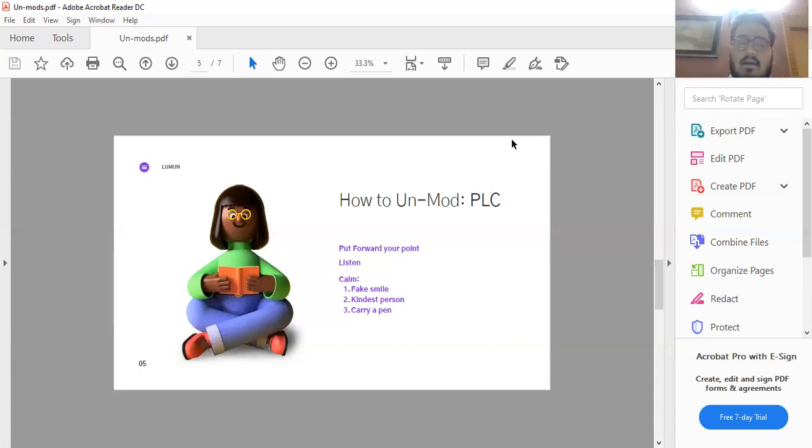The third one is carry a pen. And why is that? Because whenever you're keeping, especially a ball pen, whatever humans like to do most of the time, we like to play with the pen, and you might have noticed that during the classroom as well. Or even when you're nervous, right?